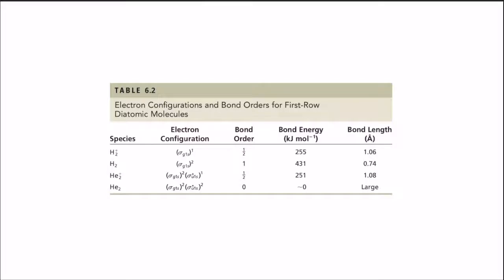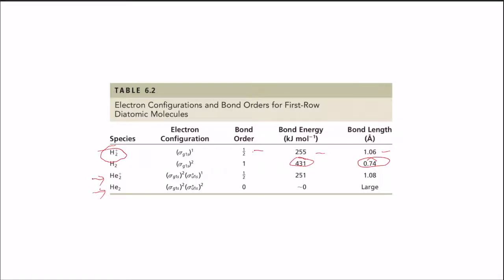Just as a brief review, for the first elements in the first row, we have the simplest species, which is H2+, only has one electron shared among the two protons. We have a bond order of a half, and this is the bond energy and bond length. If you add one more electron, we have a stronger bond and a shorter bond length. What causes the shorter bond length is the stronger bonding. And then we have helium 2+ and then helium 2.